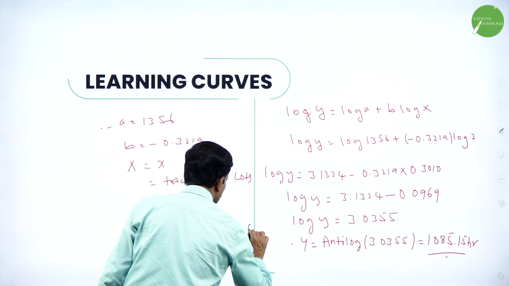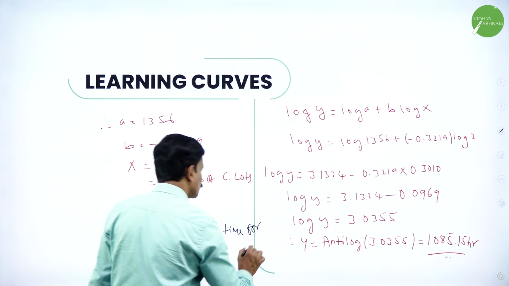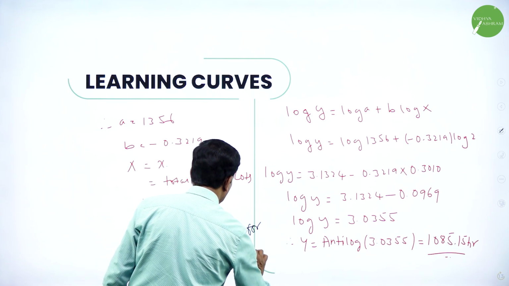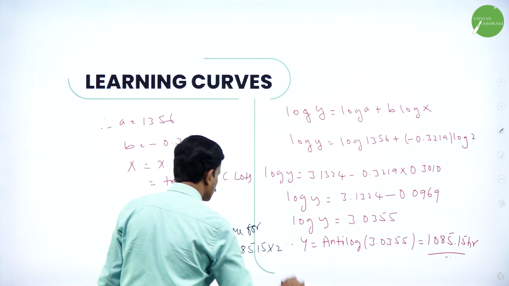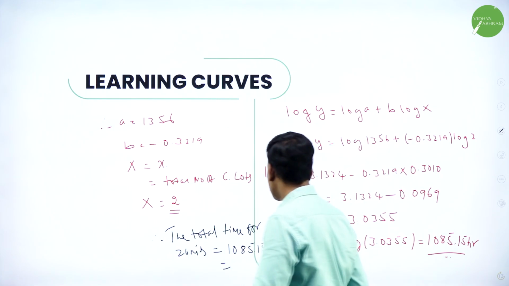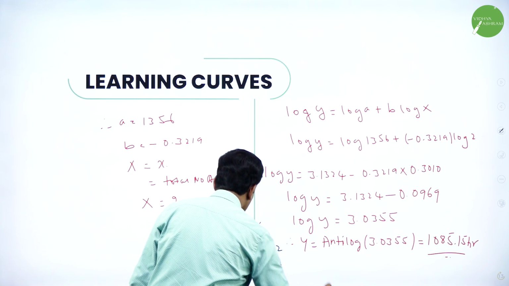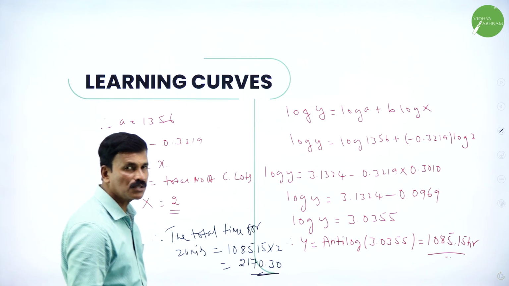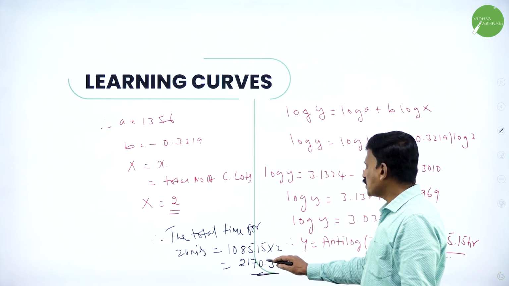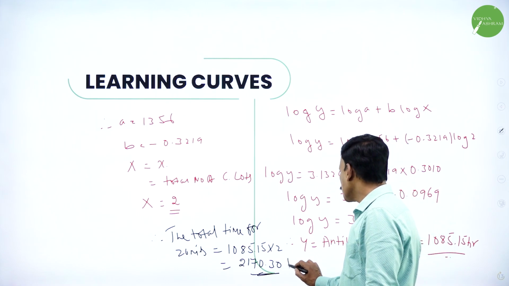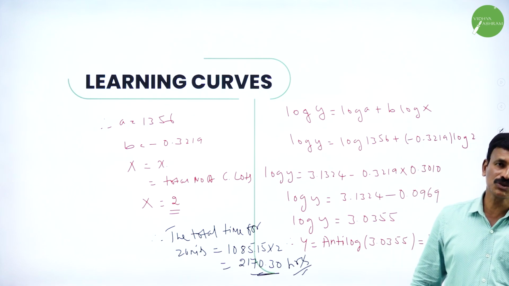That's it. Therefore the total time for 2 units is equal to 1085.15 into 2. Multiply, that's it. So this is equal to 2170.30. The total time for 2 units is 1085.15 into 2, that is 2170.30 hours. That's all. So this is how we are going to calculate the total hours.